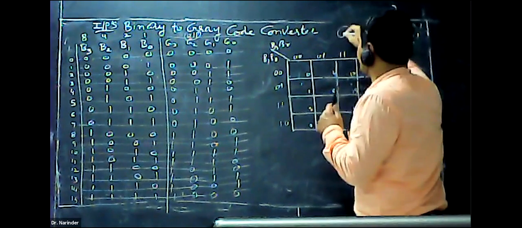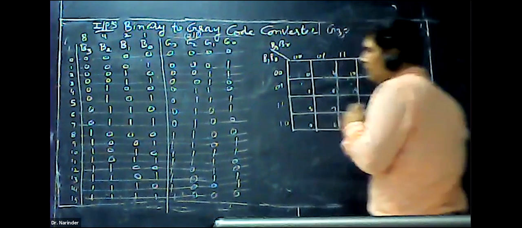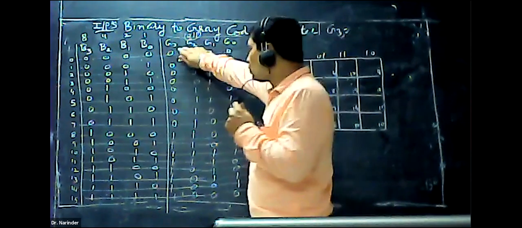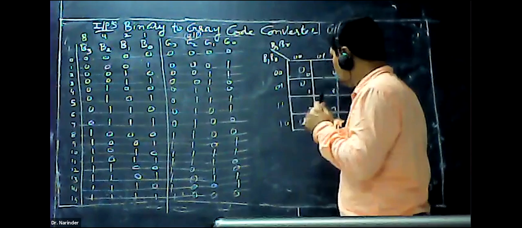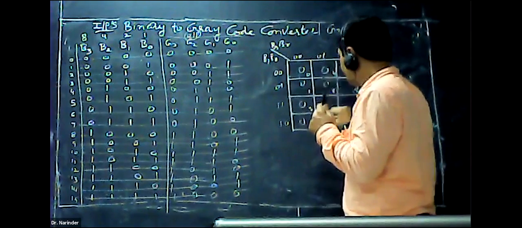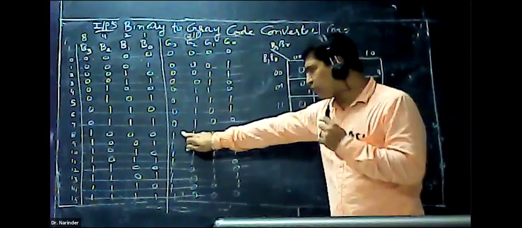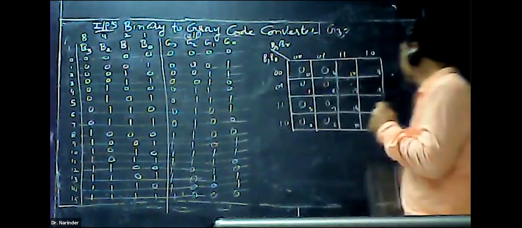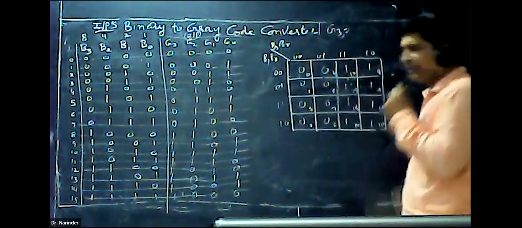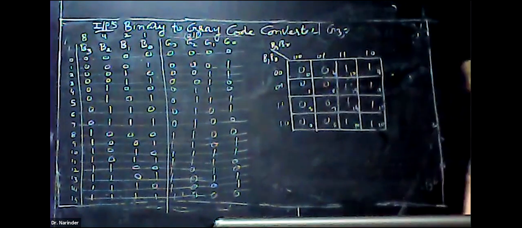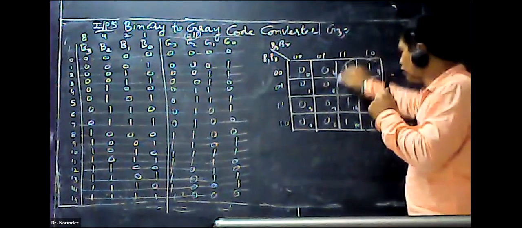Design for G3. 0 to 7, there are zeros. Mark here 0, 1, 2, 3, 4, 5, 6, 7 as zeros. 8 to 15, there are ones. Right here, 8, 9, 10, 11, 12, 13, 14, 15, there are ones. Now you have to make the group. So there would be a group of 8.